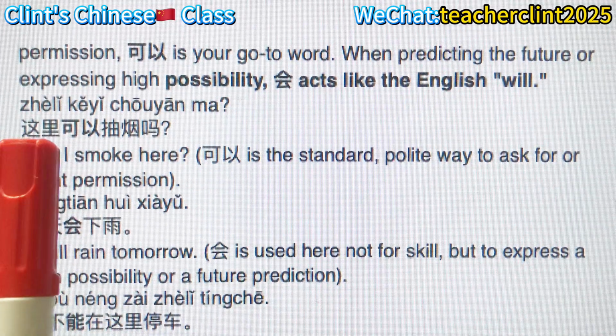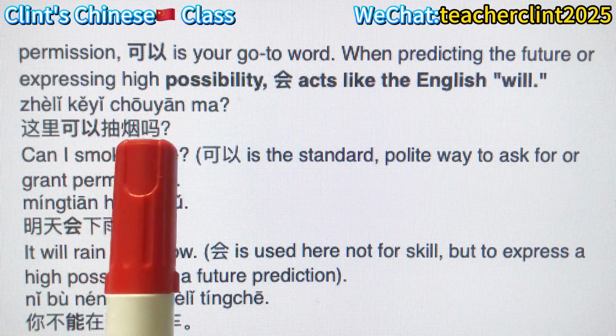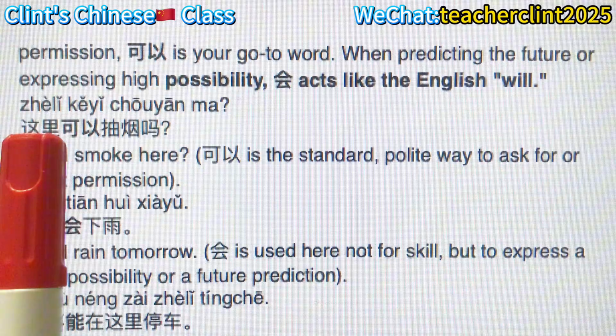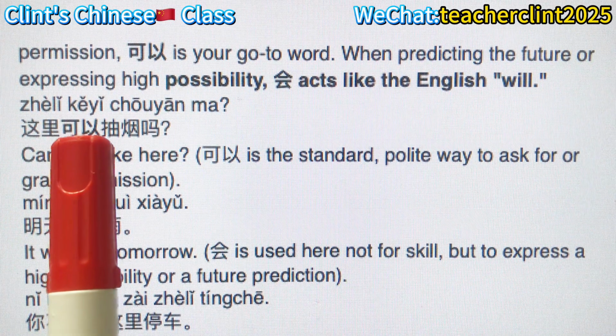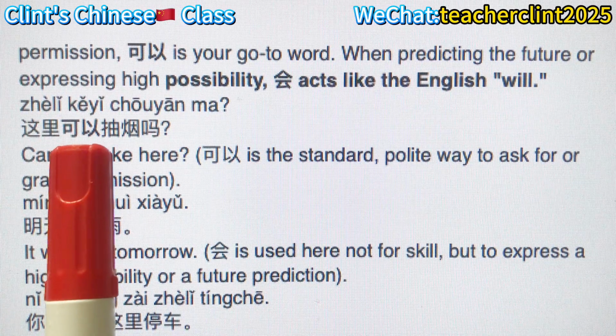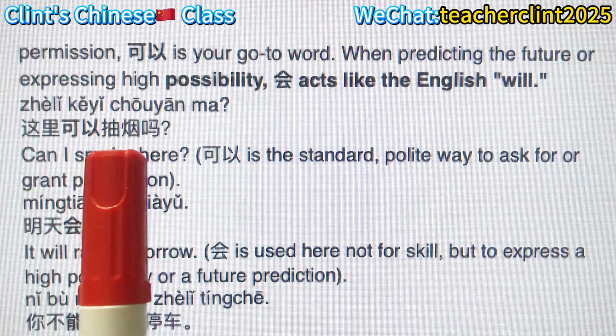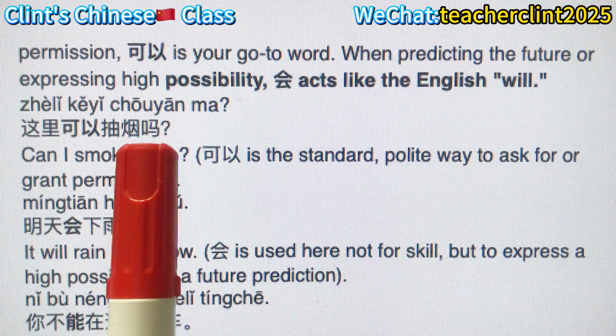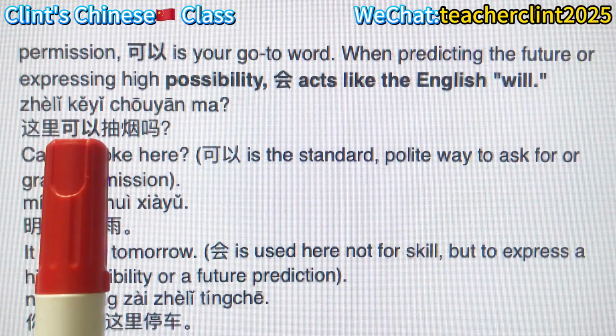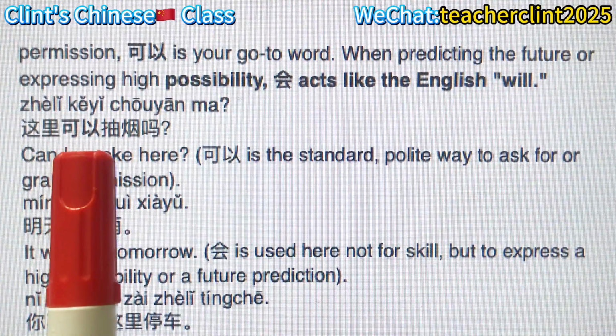Can I smoke here? 这里可以抽烟吗? So 这里 here, location. 可以 modal verb, can or is it allowed? 抽烟 smoke. We add 吗 after the statement to turn it into a yes or no question. So 可以 clearly is asking for permission, right?